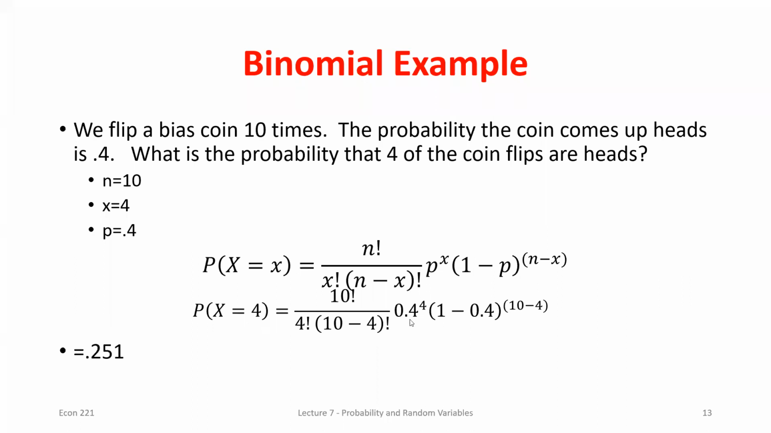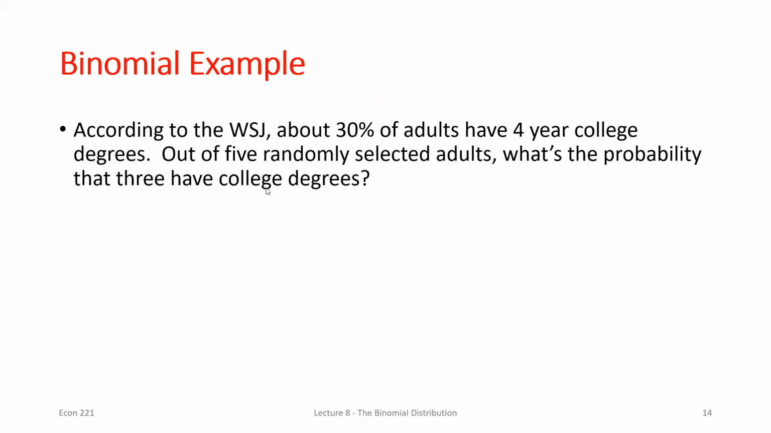So, if we go ahead and put this in, we'll get about 0.251, right? So it's telling us that if I flip a coin 10 times, the probability I see 4 of them come up heads with this biased coin is about 25%, or the probability of 0.25. Right? So we'll revisit this here in just a second.